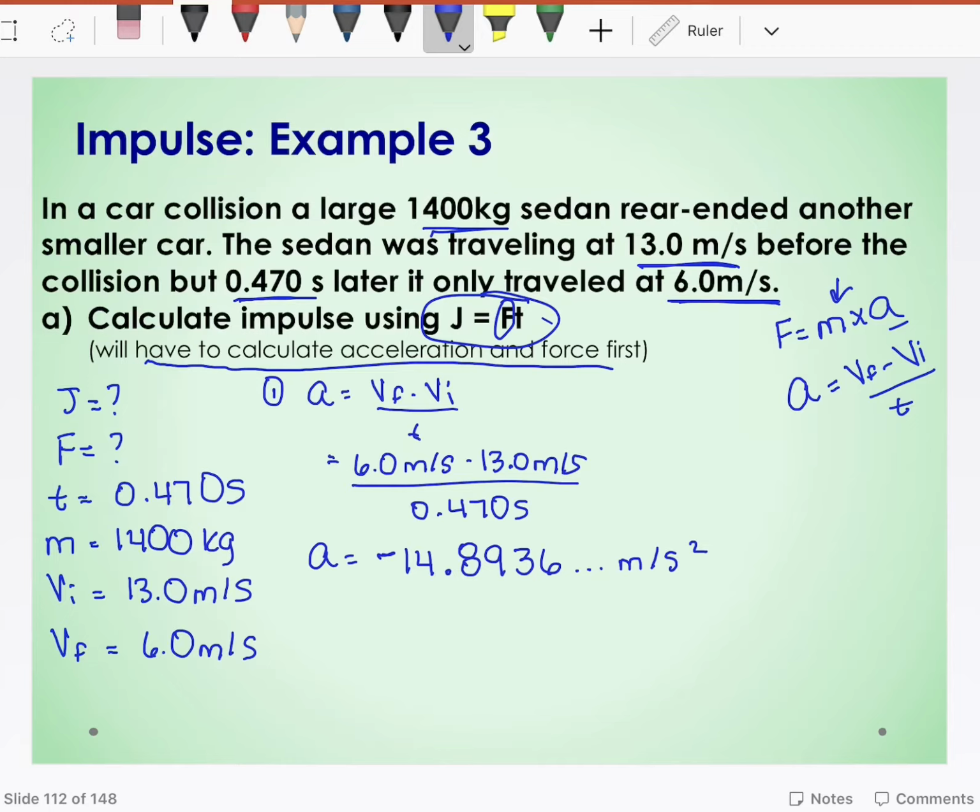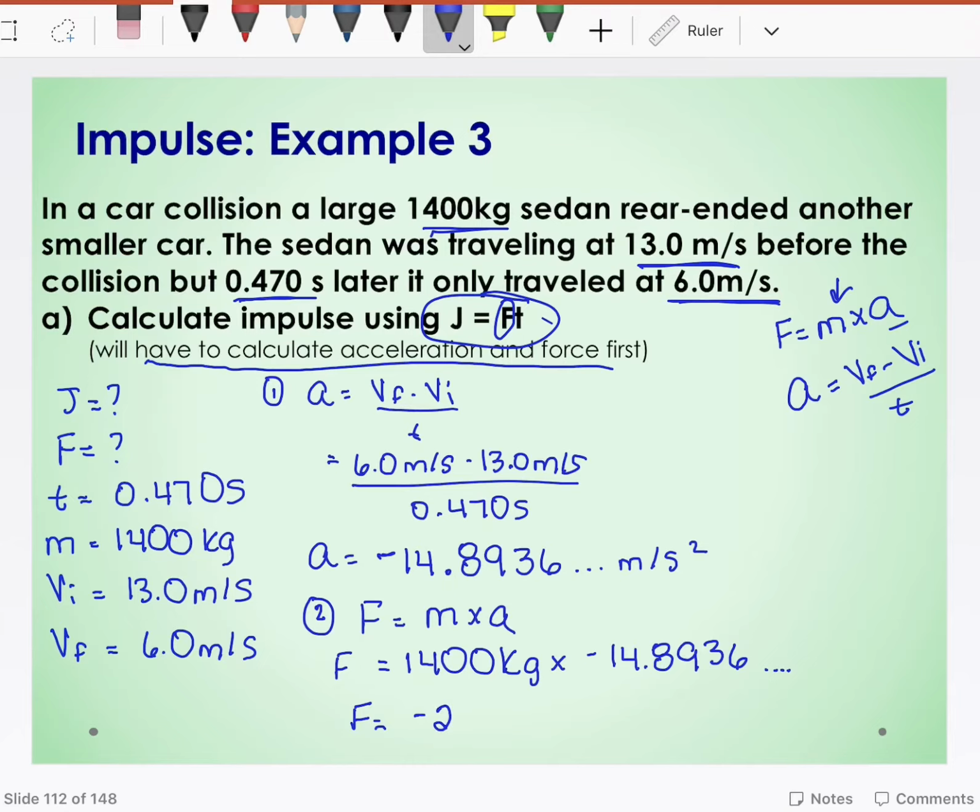Okay, from here, I now can calculate force. Force is mass times acceleration. I have my initial mass, 1,400 kilograms, and I'm now going to multiply that by my new acceleration. Because this is a multi-step problem, I am going to save all of the digits in my calculator and then multiply it by 1,400, which gives me negative 20,851.06. And I'll leave it at that.